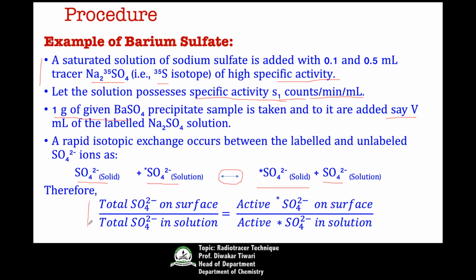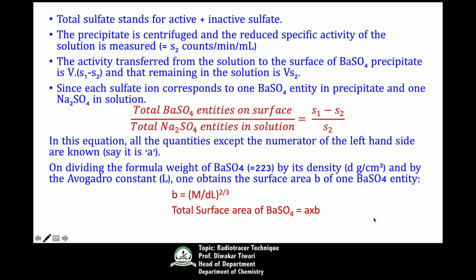So therefore you can write that total sulfate on surface divided by total sulfate in solution is equal to active sulfate on surface divided by active sulfate in solution. Total sulfate stands for active plus inactive sulfate.